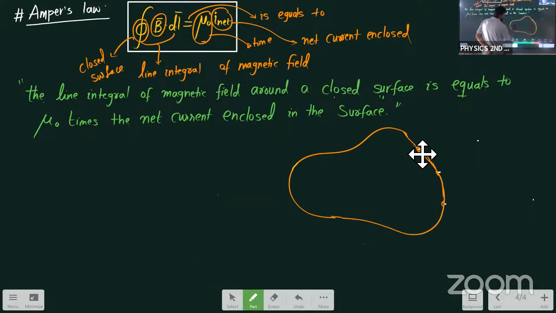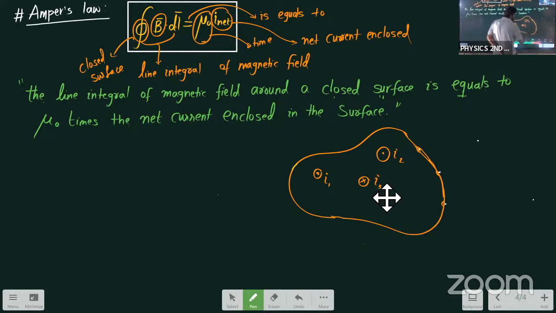Here, a few currents are going inside. Let me take this dot. What does the dot symbol represent? Whether the current is going inside or coming outside, it represents that the current is coming outside. I am taking this as current I1. There is another wire through which current is going inside. I am taking that current as I2. There is another wire through which current is coming outside. I will be representing that with a cross symbol. Let me take that current as I3.